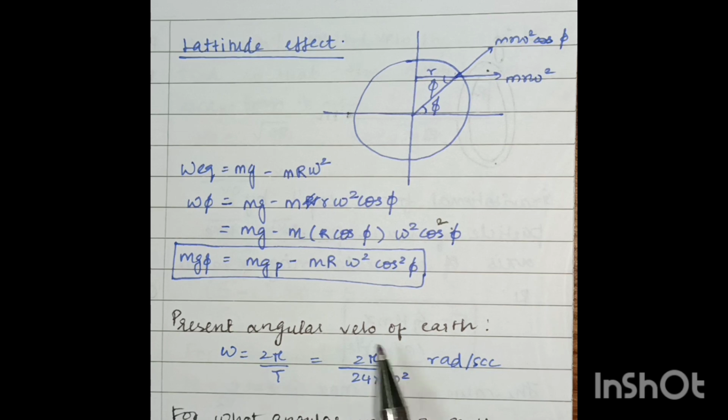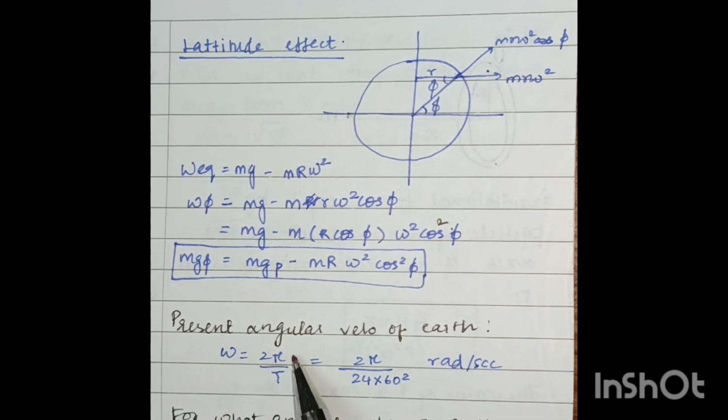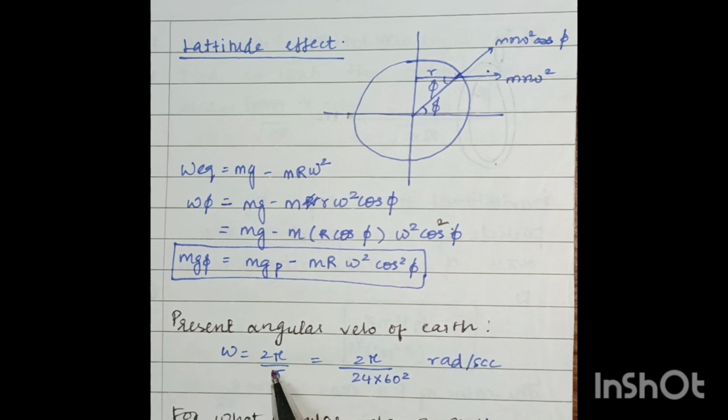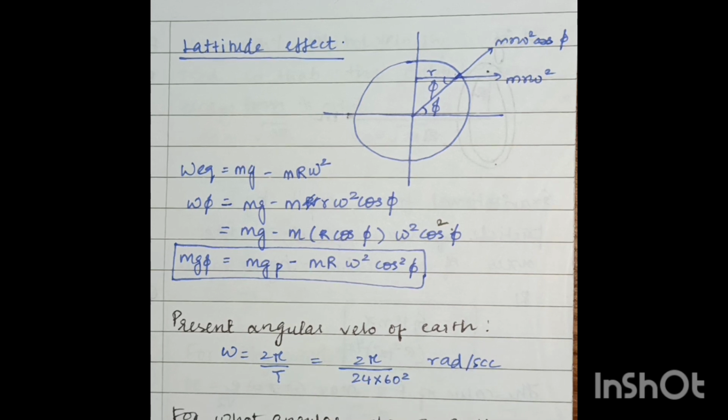And what is the present angular velocity of the earth? This is just to know: omega equals 2 pi by T. So 2 pi, what time period do we have to take? That is 24 into 60 into 60. So 24 hours for one day, 24 hours into 60 minutes into 60 seconds. So this is the present angular velocity of the earth. It is good to know this.